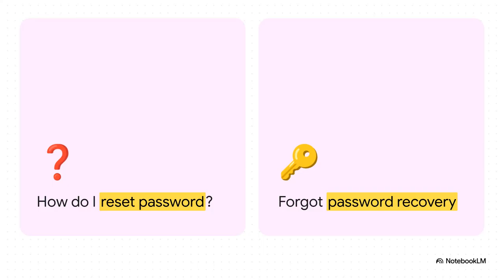Let me give you a quick example. Take the phrase, "How do I reset my password?" versus "forgot password recovery." Now, those share almost zero common keywords, right? But they map to the exact same mathematical neighborhood in a vector database, because at their core, they mean the exact same thing. This is how the system actually knows what you're really looking for.